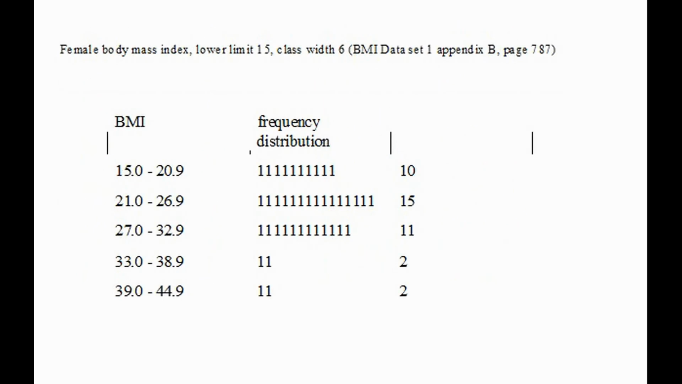Here we're working with a large group of data for body mass index. And the first thing we were asked to do is to create a class width of 6. So we start at 15 and we go up 6 to 21 and so on.